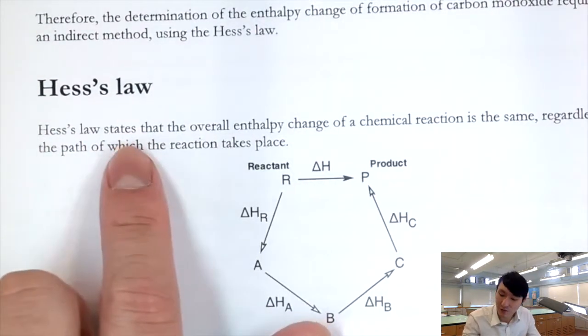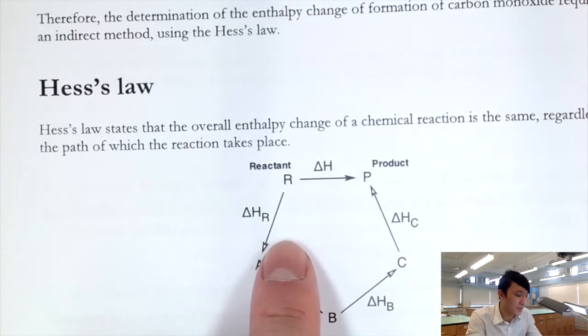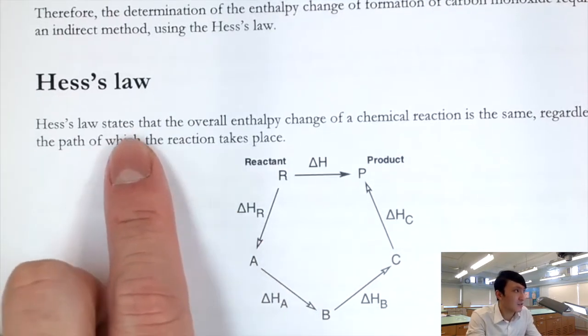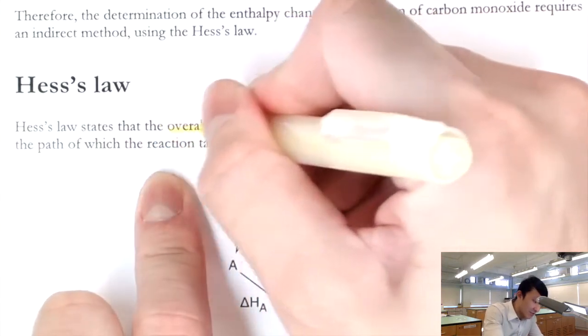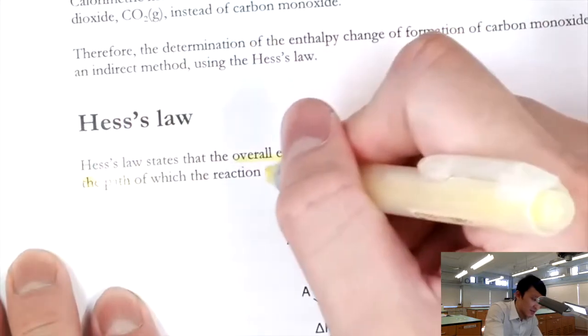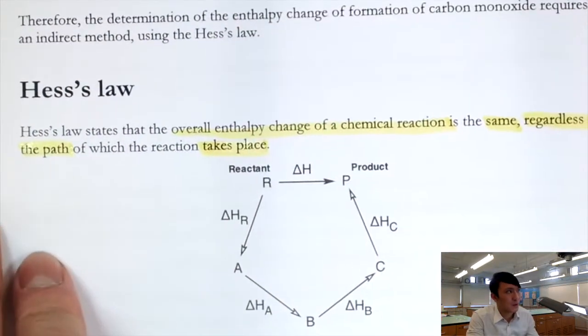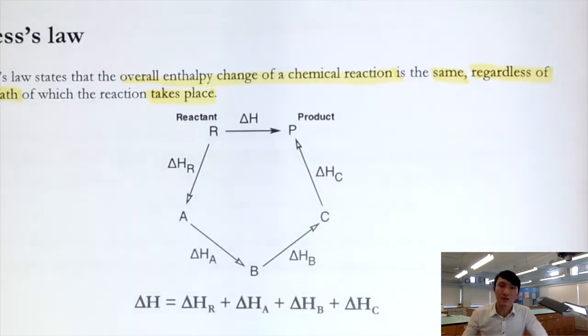Now let's look at the definition, which is quite important. It would be best if you memorize it. It says that Hess's law states that the overall enthalpy change of a reaction is the same regardless of the path it takes. What does it mean by that? Usually, I will use an analogy. Okay, so think about it.